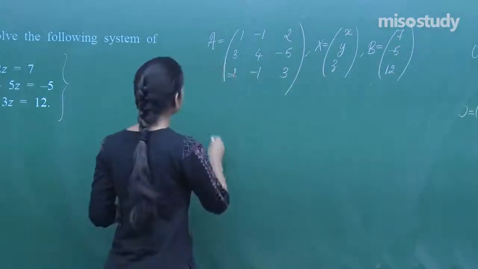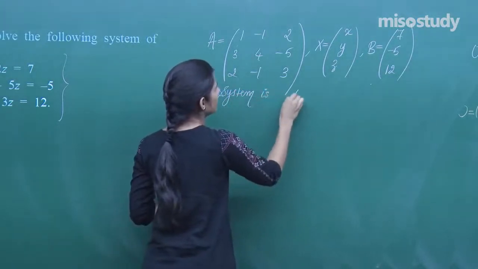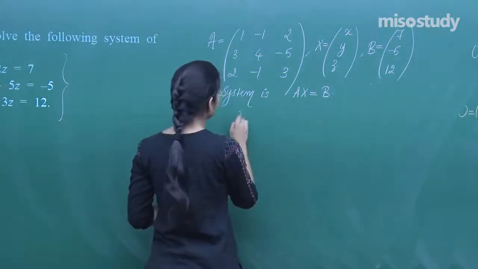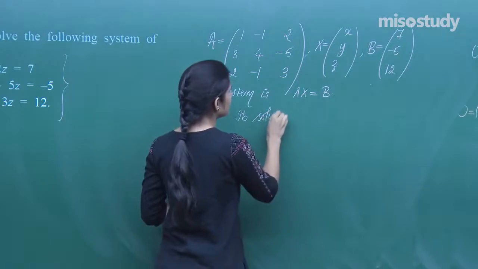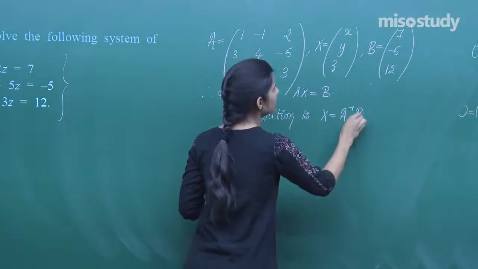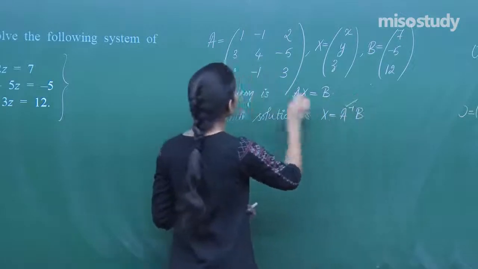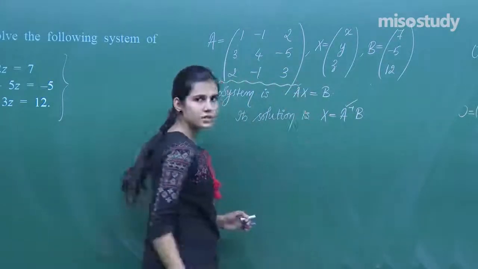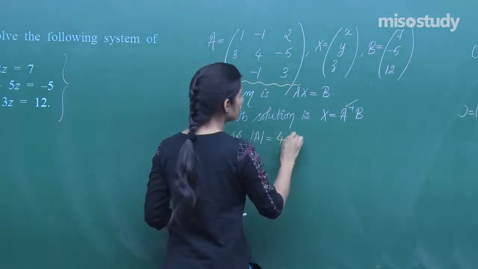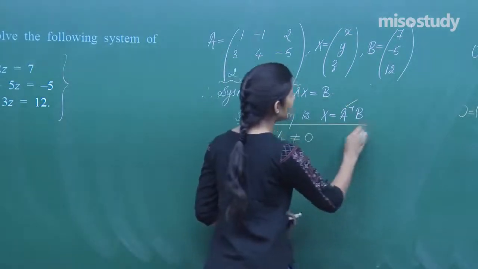Is it clear? Therefore, the system is AX equals B, and its solution is given by X equals A inverse B. Is it true or not? This will be true only when A inverse exists, that is, when the determinant of A is non-zero. As the determinant of A, when you find it out, comes out to be 4, which is not equal to 0, therefore the solution is given by X equals A inverse B.